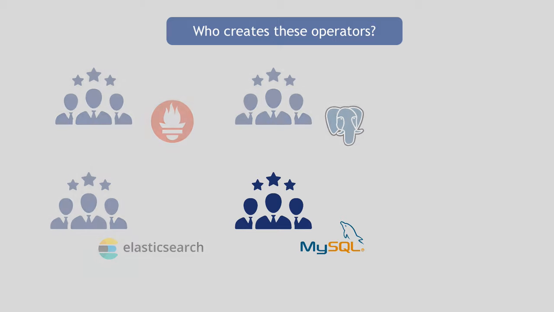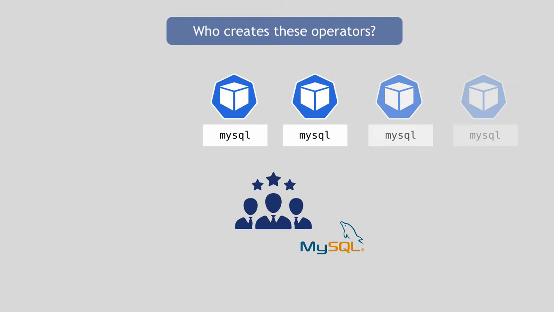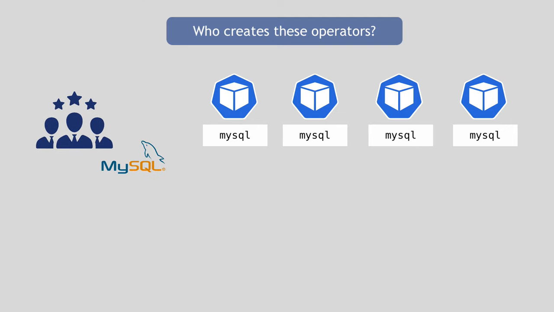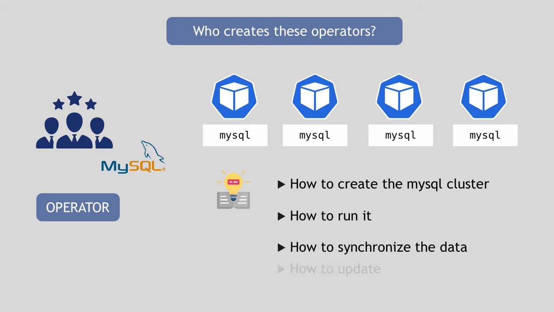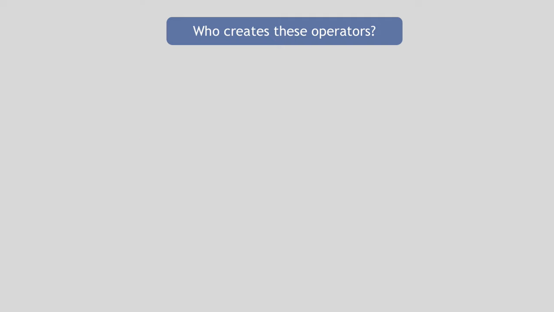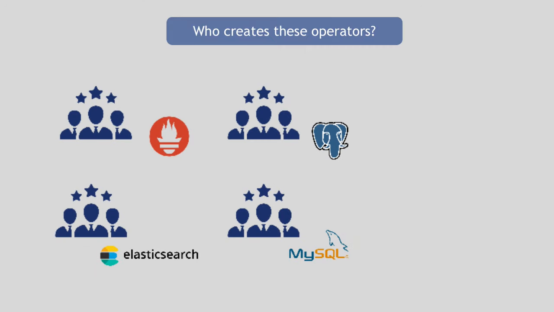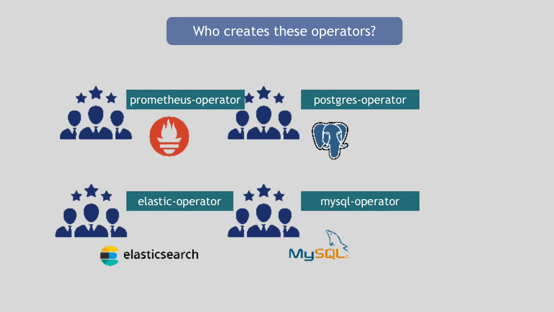So for example, if you want to create a cluster of 4 MySQL replicas and deploy and run them in Kubernetes, a team that has a domain-specific knowledge about MySQL application creates an operator that contains all this knowledge about how to create a MySQL cluster, how to run it, how to synchronize the replicas, how to update, maybe even how to do backups, and all this stuff. And that package becomes an operator. And for each such application, could be Elasticsearch, Prometheus, etcd store, there will be a separate operator.